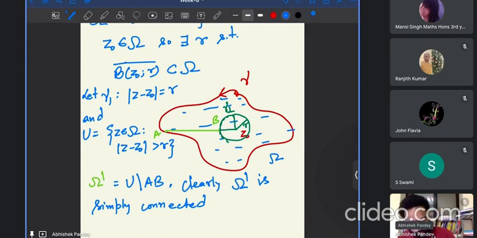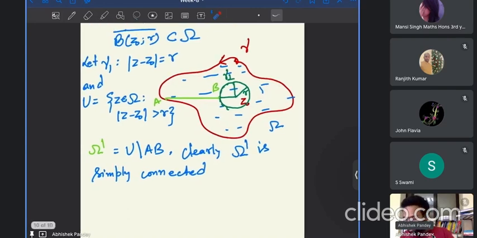Okay, u minus AB, so basically, see, this u is not simply connected, because you can take a curve like this and it will not shrink to a point. You can take a curve like this in u, but it cannot shrink here. But once you put this line, you cannot take such a curve. So you can take only this kind of curve, which will be homotopic to a constant curve. So basically this omega dash is simply connected.